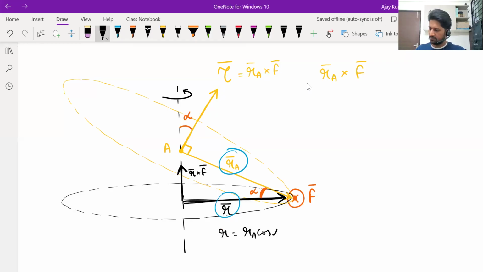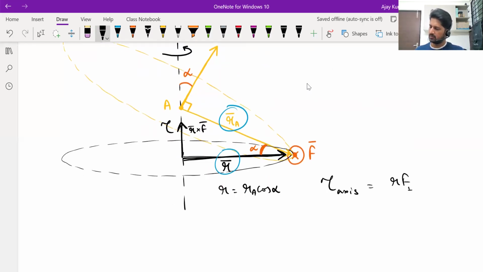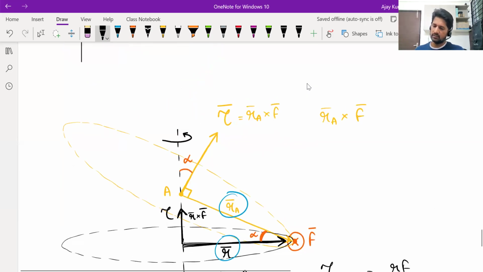RA cos alpha. So basically what we are looking for, the torque about the axis, is R cross F, which is R multiplied with F perpendicular. And that becomes RA cos alpha multiplied with F perpendicular. The force is anyway perpendicular, we have taken that. And this original torque about the point A, not about the axis, it is RA cross F. That is RA into F perpendicular, the component of force perpendicular to your screen.